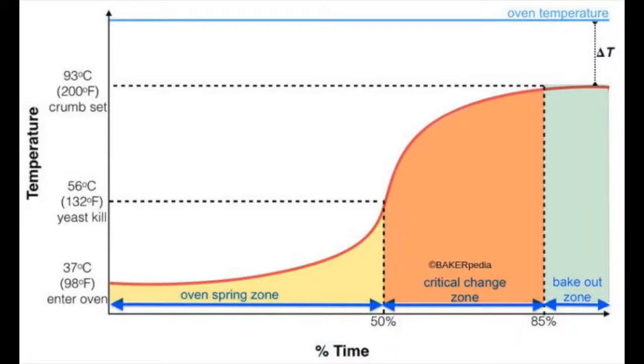Using thermocouple sensors, bakers can understand how the dough is performing in each zone of their oven and establish guidelines for a quality product. So knowing about oven spring is just one stage in the oven. The other two stages, again simplified, are critical change and bake out.